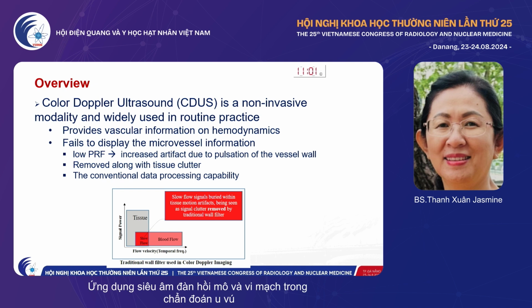These techniques have the same purpose of investigating microvascular ultrasound. As we know, color Doppler ultrasound is a non-invasive modality widely used in routine practice. It helps provide vascular information on hemodynamic shape, size, and distribution of the vessel. However, it fails to display the microvessel information: when we set a low PRF, the artifact will increase due to pulsation of the vessel wall, moving along with tissue clutter and the conventional data processing capability.